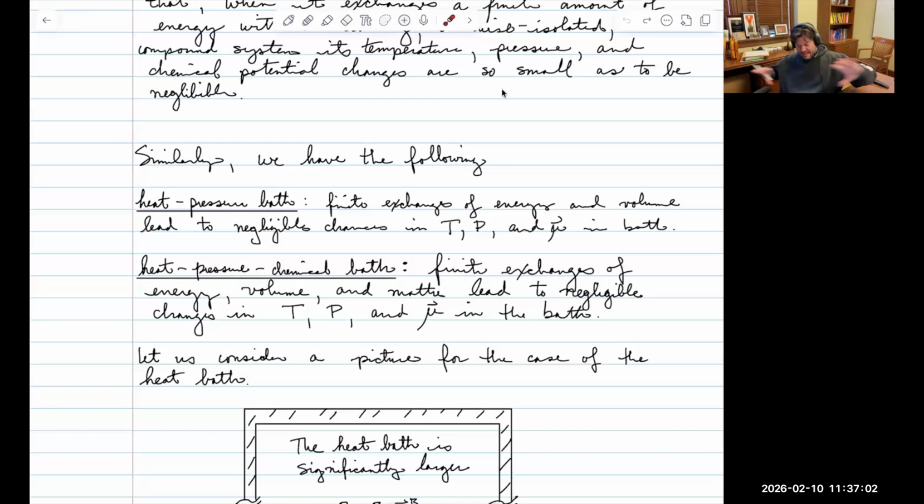It's going to allow the exchange of energy, volume, and chemicals and matter. But the bath is so large that any finite exchange of a little bit of energy, volume, or matter with this small experiment isn't going to result in any change in the thermodynamic variables of the bath. In particular, the temperature, the pressure, and the chemical potential aren't going to change very much at all. In fact, the change is so small it can be neglected. All right. So, in a way, we can think about a heat bath or these heat pressure baths as being just infinitely large in extent.